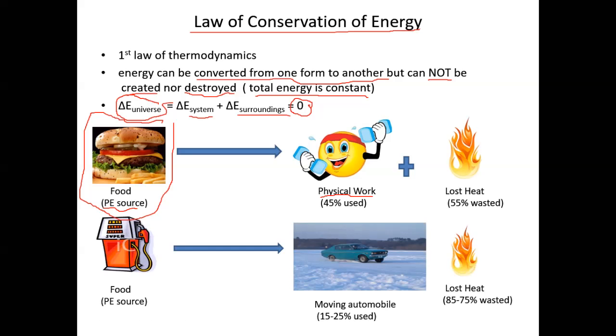Next, we have gasoline, which is for the internal combustion engine a potential energy source of food for the car. And so when you put gas in your car, you're increasing its potential energy, but then when you start driving the car, when it starts moving, about 15 to 25% on average is used as work. The other majority is lost as heat. And again, that's why your car gets hot, because while you're doing work, you're also producing a lot of heat. That's why it needs to be cooled. Again, this is for the internal combustion engine.